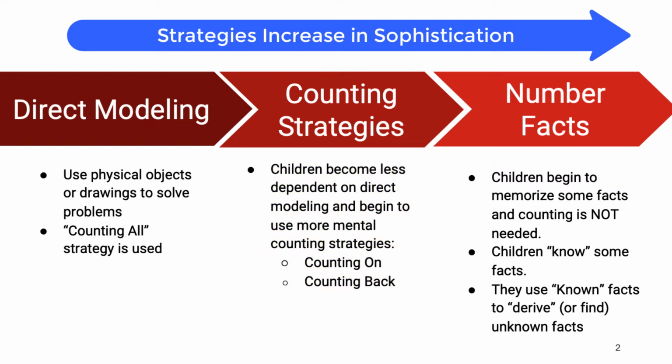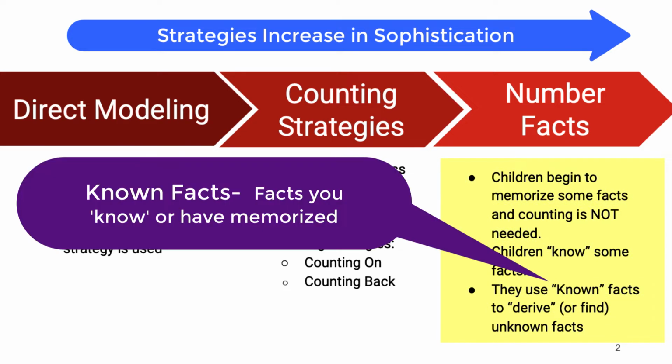So they start with direct modeling. Then they use those mental counting strategies. And then sometimes they come across problems that they already know the facts, okay? And so we have this category called number facts. And there's 2 types of number facts. The first one is called known facts. And known facts are, just like they sound, facts that kids just know.